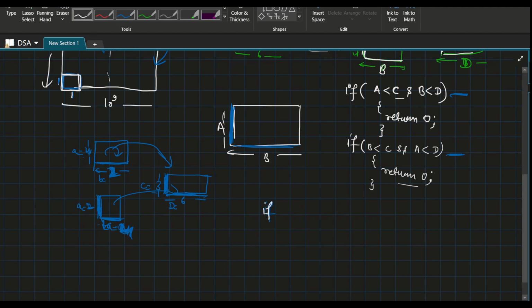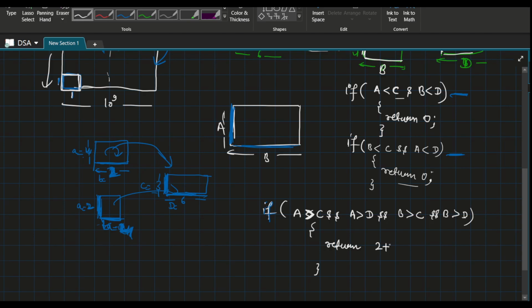So in this case we will check if a is greater than c and a is greater than d and b is greater than c and b is greater than d. So if both lengths are greater than both lengths of the box, then we can simply return that we need at least two moves.